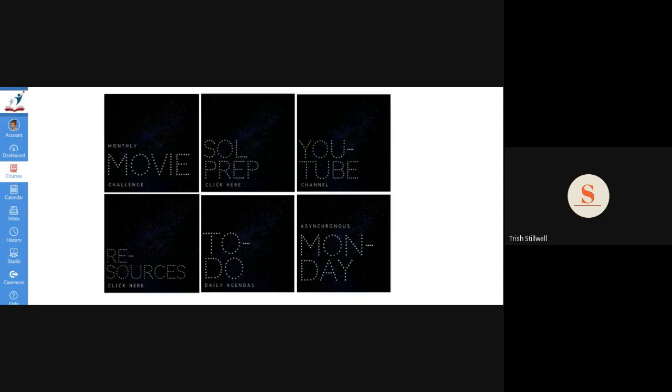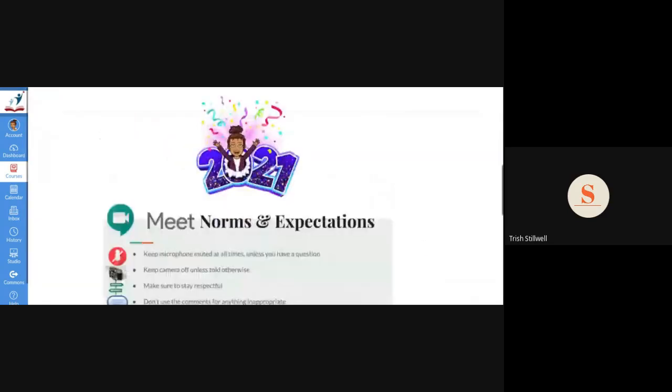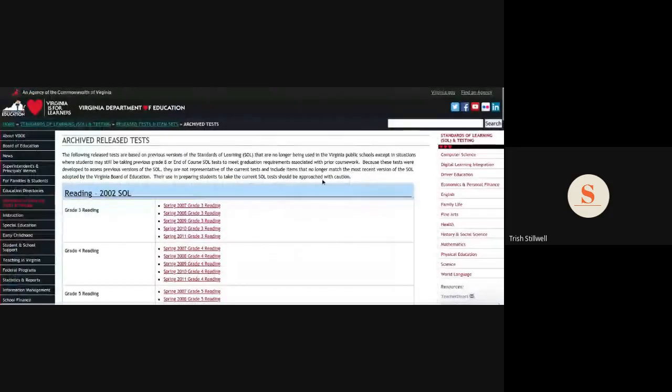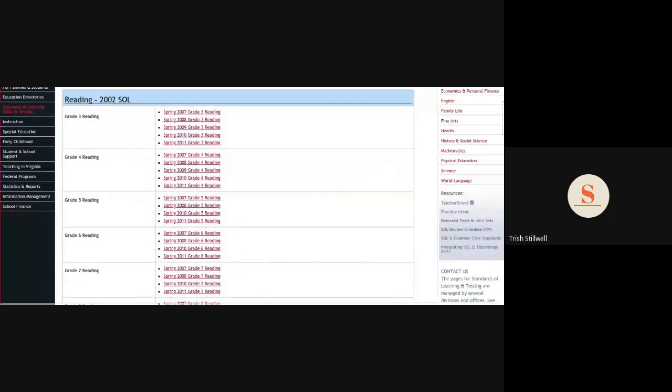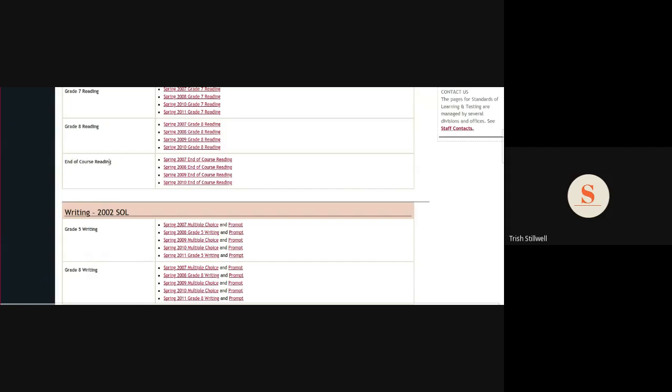So this, as you can see, is our home screen, right? I've mentioned it before. I'm going to go through it again. This button, SOL Prep, links you to the archived, released SOL tests. Remember, we are looking for our grade level, and we are considered the end of course reading because this is the last reading SOL that you are required to take and pass.